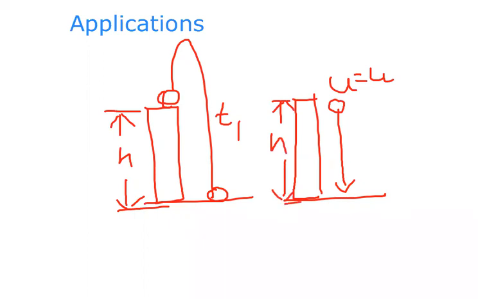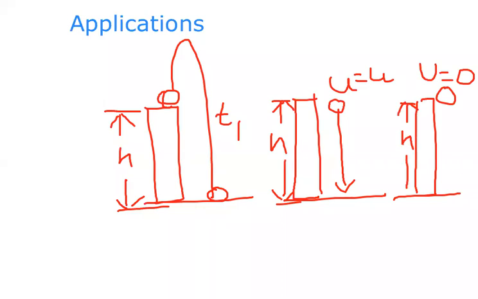And the next situation is the body is dropped freely from the top of the tower. Freely falling body means here we have to write u is equal to 0, and the height of the tower is h. So we are taking three situations. Here the time is t1 in the first situation, t2 in the second situation, and t3 in the last situation. Now how are t1, t2, t3 related to each other, and how is h connected with the times?